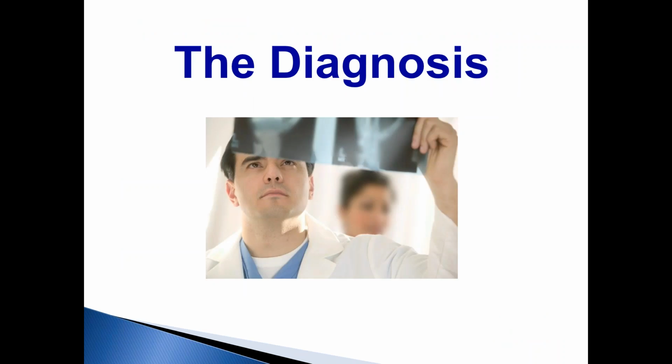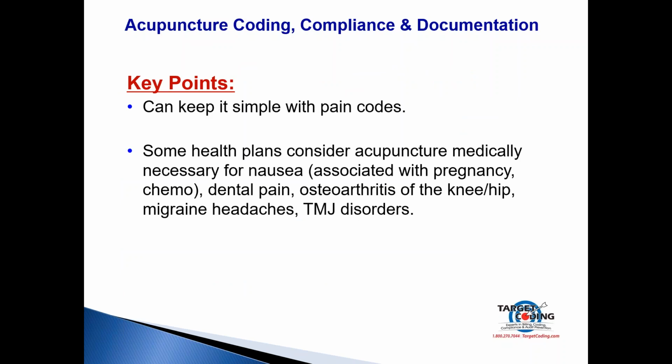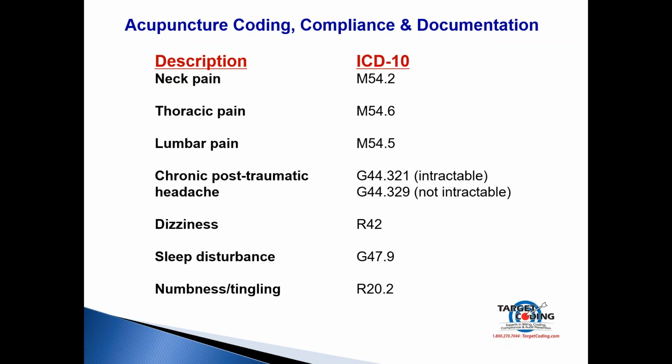Next, the diagnosis. Probably keep it pretty simple with acupuncture and use pain codes. But some health plans consider acupuncture medically necessary for other things like nausea, dental pain, osteoarthritis of the knee and hip, migraine headaches, TMJ disorders. Here's some ICD-10 codes here for pain and headaches. You have intractable and non-intractable. Intractable means the patient is just not responding to conventional care.